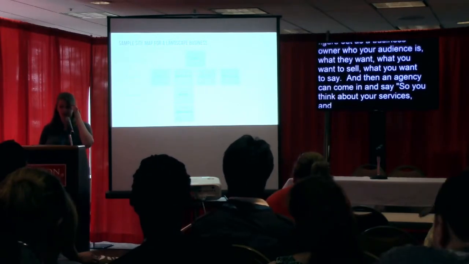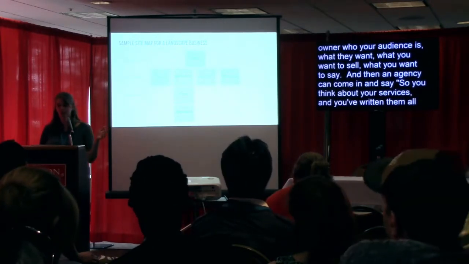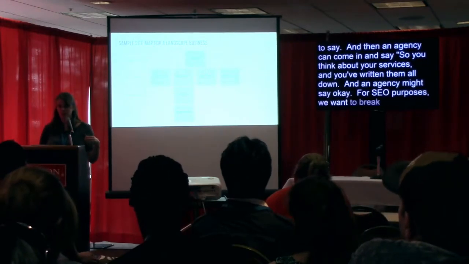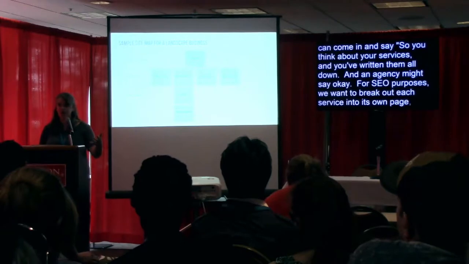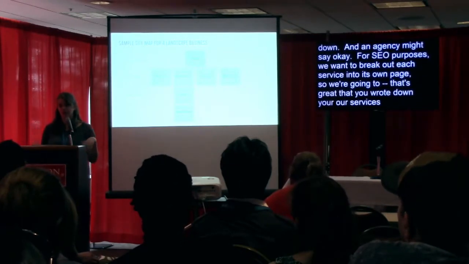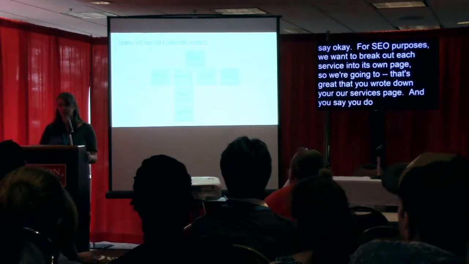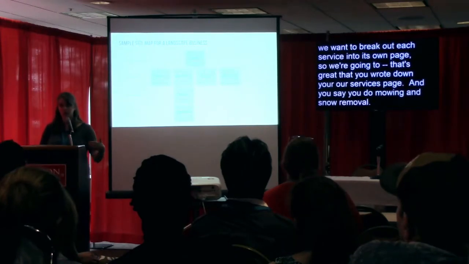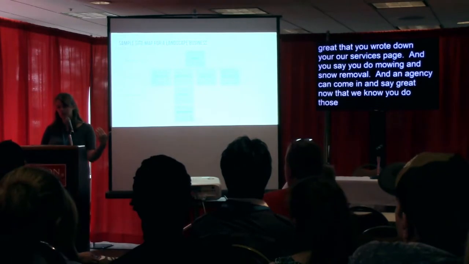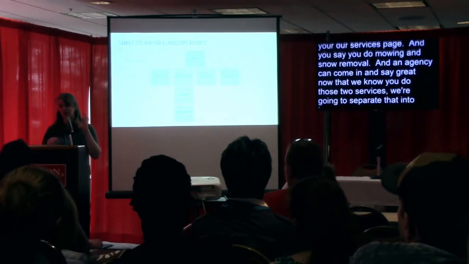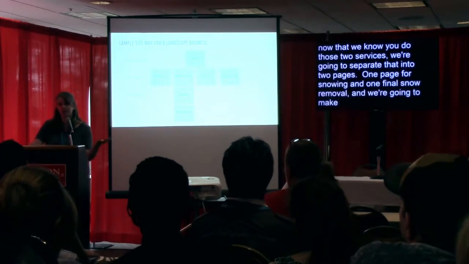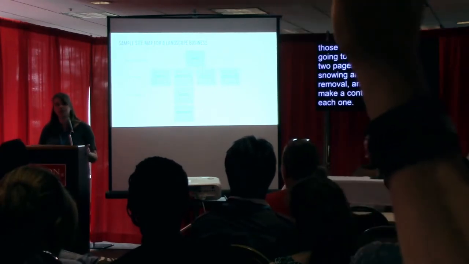And an agency might come in and say, okay, for SEO purposes, we want to break out each service into its own page. That's great that you wrote down your Our Services page and you say we do mowing and snow removal. You wrote a whole page about that. An agency can come in and say, great, now we know you do those two services. We're going to separate that into two pages, one for mowing, one for snow removal, and we're going to make a content guide for each one and refine that. That way you'll be fine with how you show up in Google.